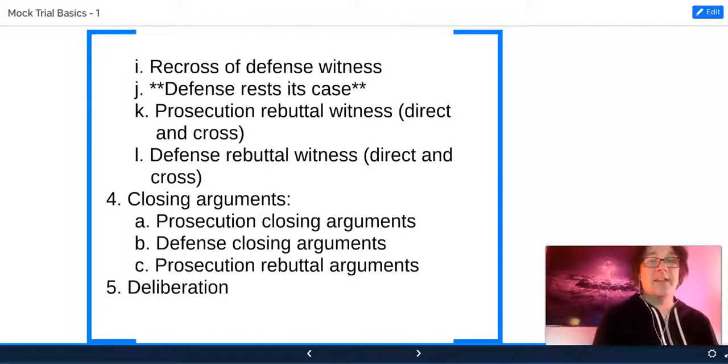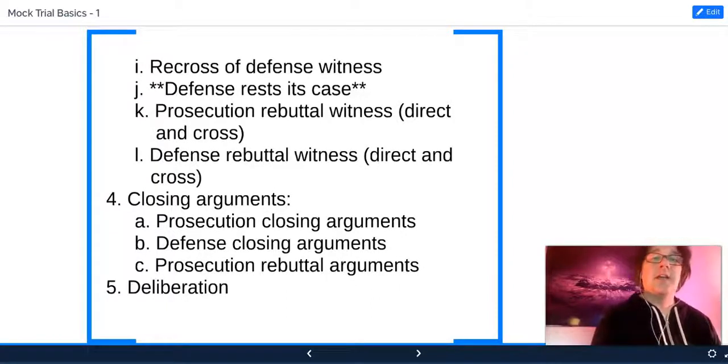The defense can then call a rebuttal witness to the prosecution's rebuttal witness, and there would be direct and cross-examination of both of those rebuttal witnesses as well. And it could be more than one rebuttal witness, but we're not going to have to worry about that for our mock trial. So once all the witnesses are done, all the direct and cross-examination is done, next will come closing arguments.